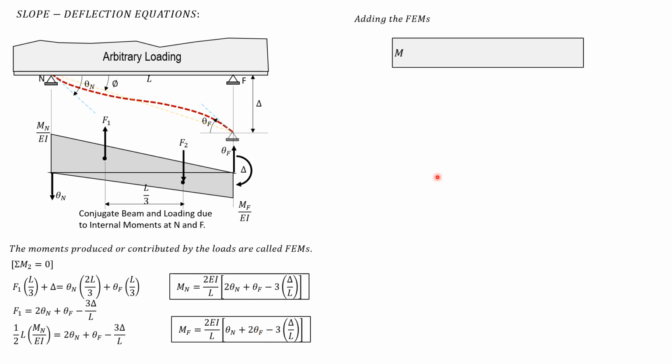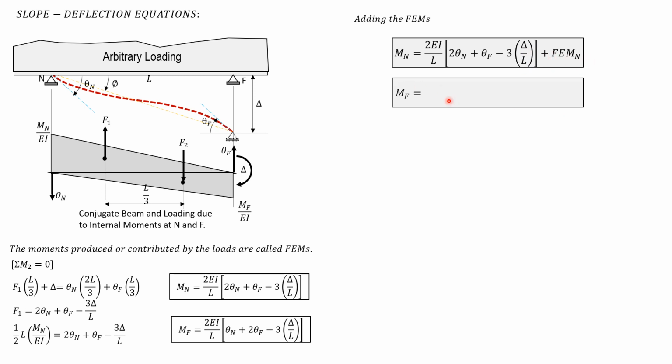Next, adding the fixed end moments. So let's consider first this formula here, moment near. So M_n equals 2EI over L, quantity 2 theta n plus theta f minus 3 times delta over L, plus fixed end moment near. Similarly, moment far is 2EI over L, quantity theta n plus 2 theta f minus 3 delta over L, plus fixed end moment far.